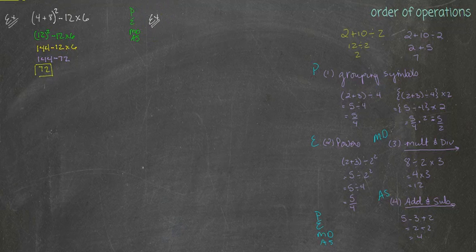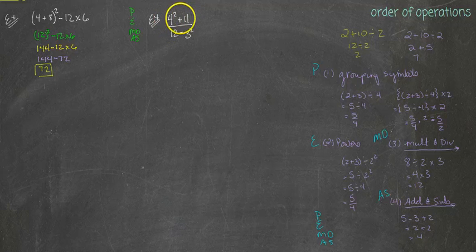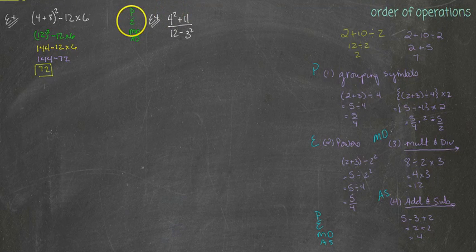Okay, another example. Let's do 4 squared plus 11 divided by 12 minus 3 squared. Okay, so we have a bunch going on. Well, first, it's not really a grouping symbol, but it is a separation symbol. The numerator and the denominator are two separate things, so you can imagine that the numerator is grouped with numerator parts, denominator is grouped with denominator parts. So I want to do the numerator first, and inside the numerator, I have an exponent. That would be the next thing on the checklist.